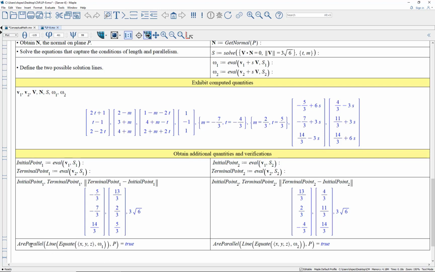And then the parallelism. So you can see I'm asking IsParallel between a line and a plane. And a little bit of the detail here. I'm equating the vector xyz with this omega 1. So I end up with a list of parametric equations, x equals, y equals, z equals. And that allows the line command to form the line. And so the IsParallel command can kick in and determine if that line is parallel to that plane. Now I do the same thing over here with the other solution, and in each instance, Maple says parallelism holds.